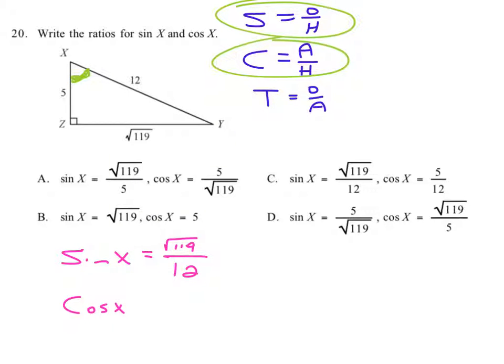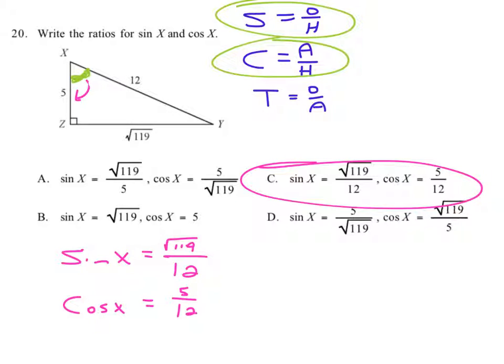Okay, cosine is the adjacent over the hypotenuse. And what is the adjacent side for this x? Well, it seems like there's two adjacent sides there, right next to it, but we never call the hypotenuse the adjacent side. It's always called the hypotenuse, and that leaves that 5 to be the adjacent side. And what's the hypotenuse? The hypotenuse is 12. So we're looking for the answer where sine of x is root 119 over 12 and cosine x is 5 over 12. That's C. That's our answer. Got a few more of these to do.